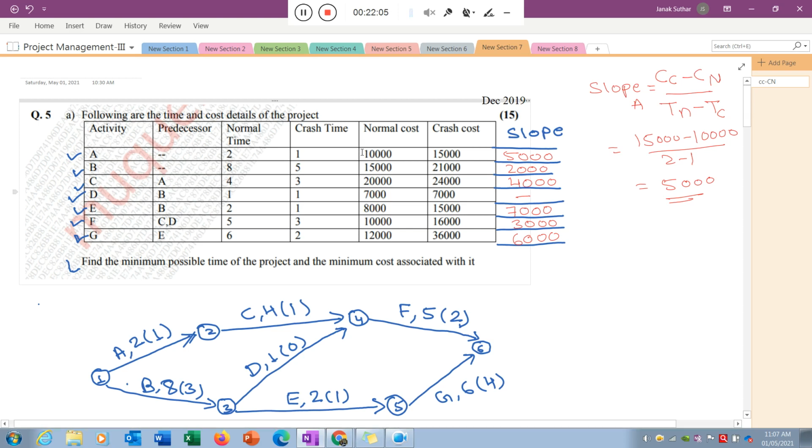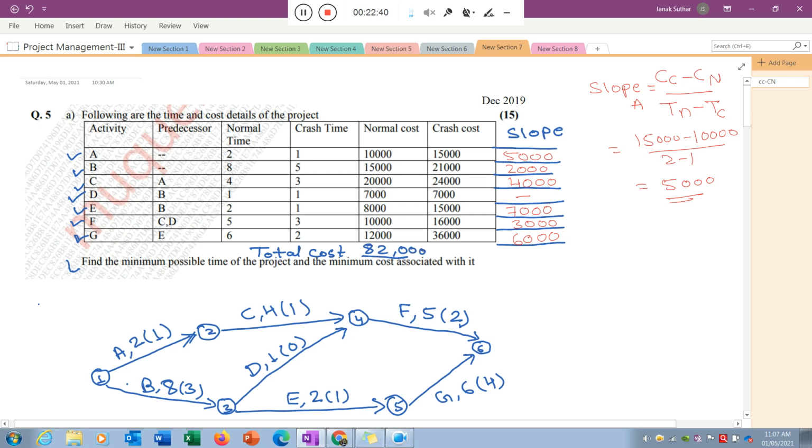You just need to add all these normal costs, and that is nothing but the total cost of our project if indirect cost is not available. So what is the total cost? Can you add quickly what will be the value? 10,000 plus 15,000 plus 20,000 plus 7,000 plus 8,000 plus 10,000 plus 12,000. How much will it be? I think 82,000.